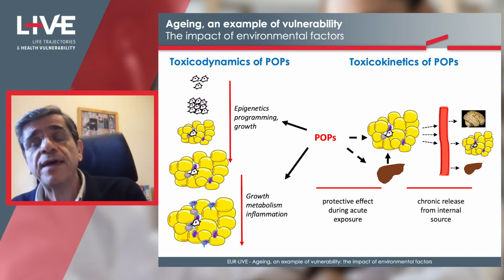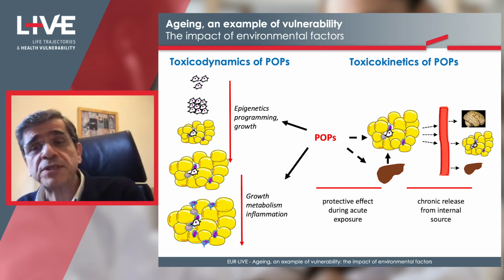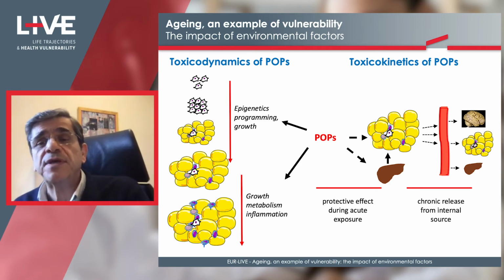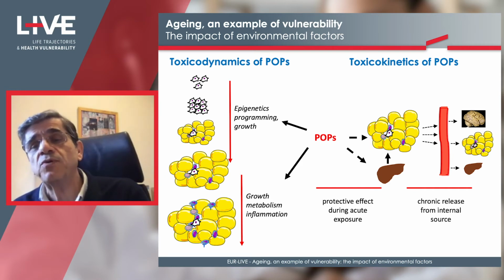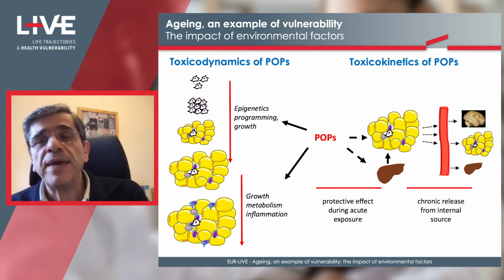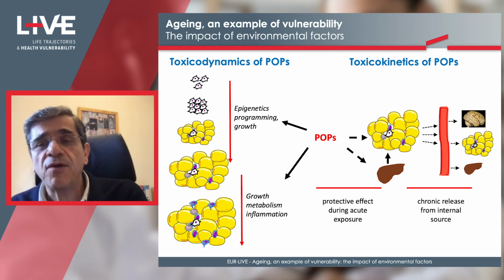On the other hand, the adipose tissue can store these pollutants. That's protective. However, under certain conditions, it can also release these pollutants at a slow rate, on a chronic basis, and this may lead to toxicity of the rest of the organism. So this is basically what I wanted to tell you about, the role of adipose tissue in pollutants.